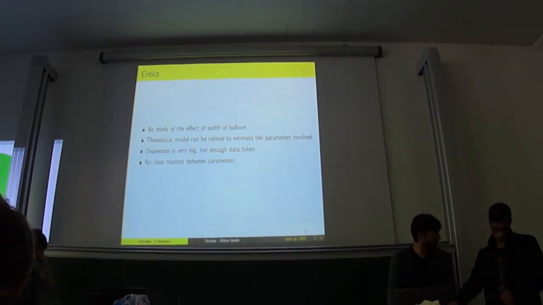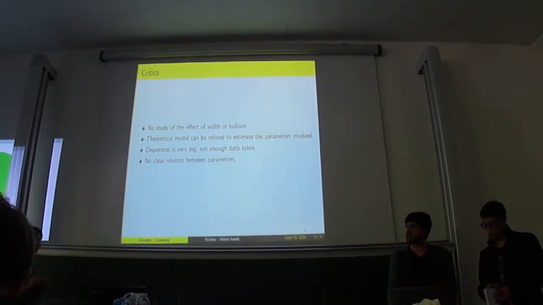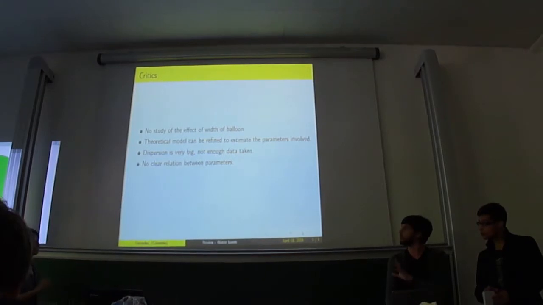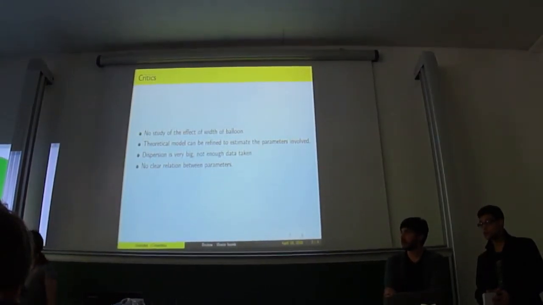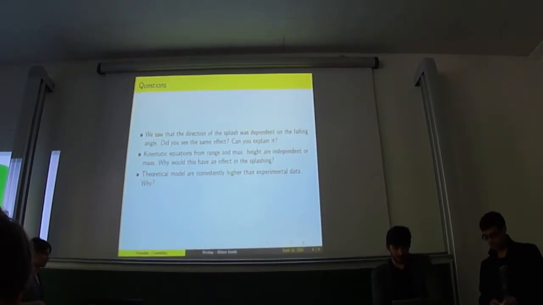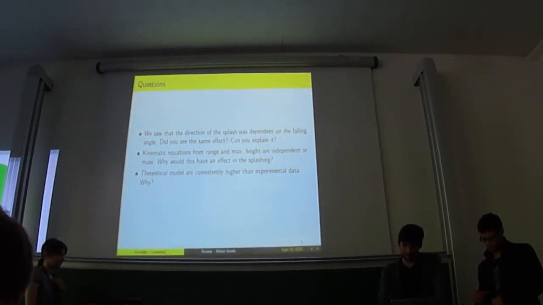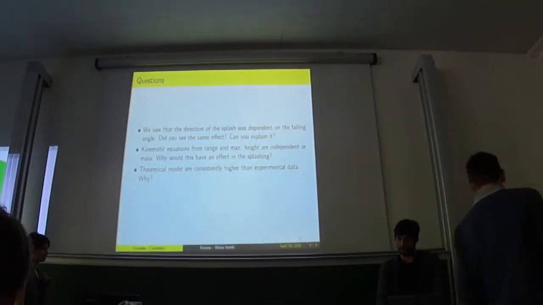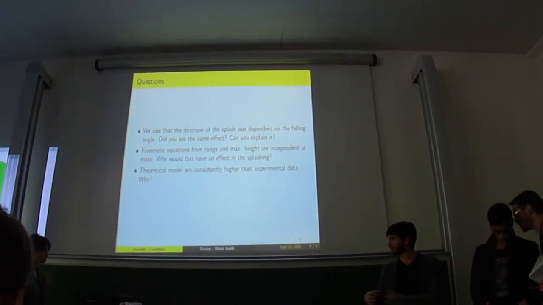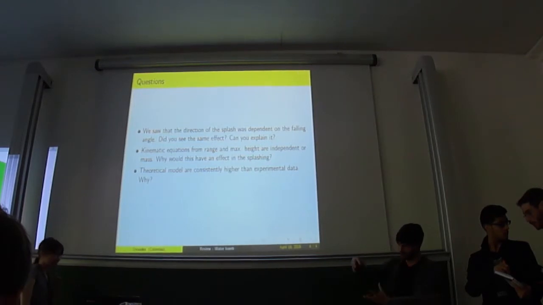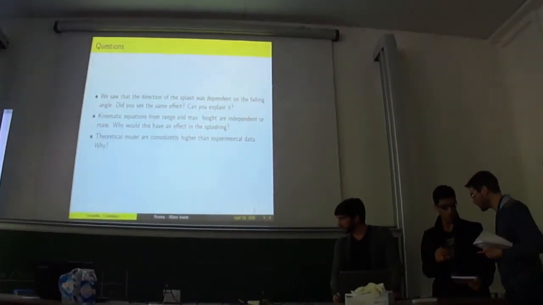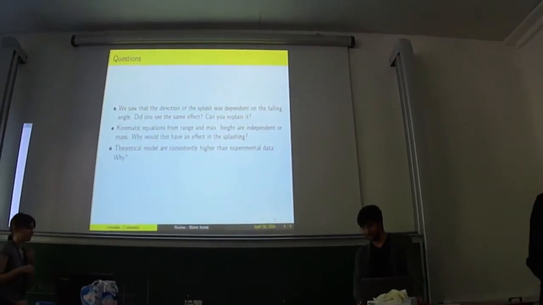And finally, can we pose questions that we still have? You can, but she can transfer into the coming time. Okay, sure. So, what we saw was that the direction of this flash was dependent on the falling angle of the balloon itself. So basically, if it fell like this, it was not the same as if it fell on the other side. Did you see the same effect, and can you explain it?